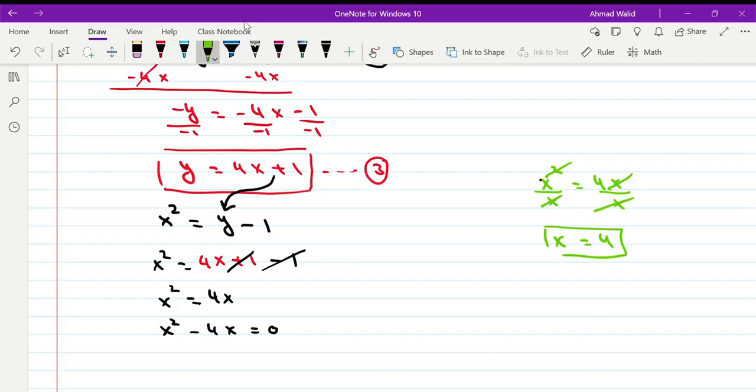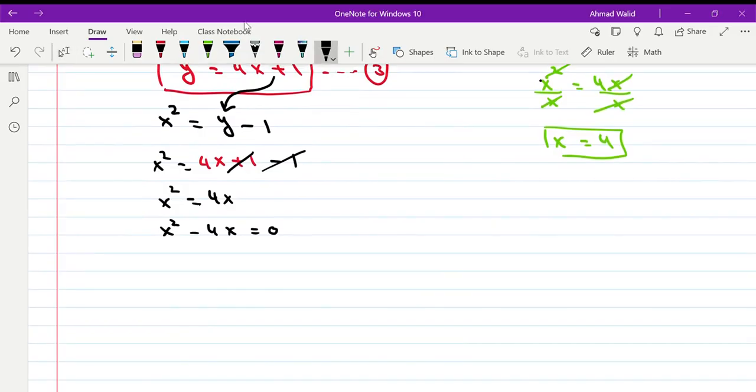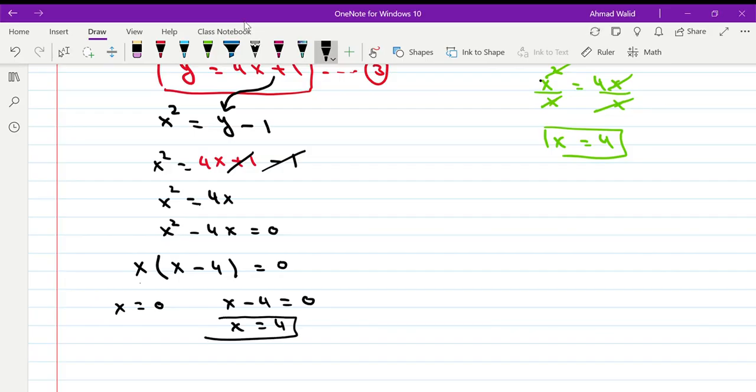But if you go this way, actually you get two answers. Look, factor out x, correct? Then you end up with x times x minus 4 equals 0. From here, x equals 0, one of the answers, and x minus 4 equals 0, which gives x equals 4, the second answer or solution for this problem, correct? The division way is wrong. Do not do that, correct? Now you have two values for x, 0 and 4.